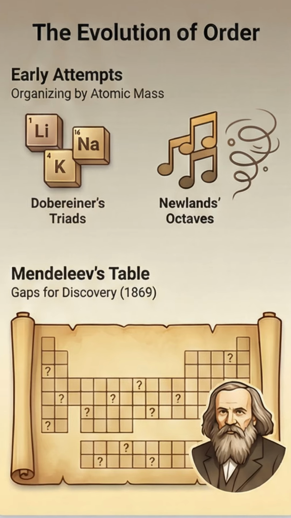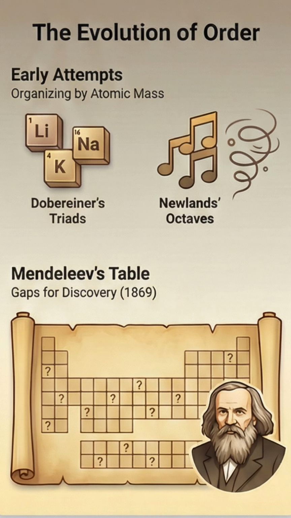Mendeleev organized elements mainly by atomic mass, but, crucially, left gaps where patterns suggested undiscovered elements should exist. He predicted their properties with surprising accuracy. When new elements were later found that matched his predictions, it strongly confirmed that elemental behavior follows an underlying periodic order.